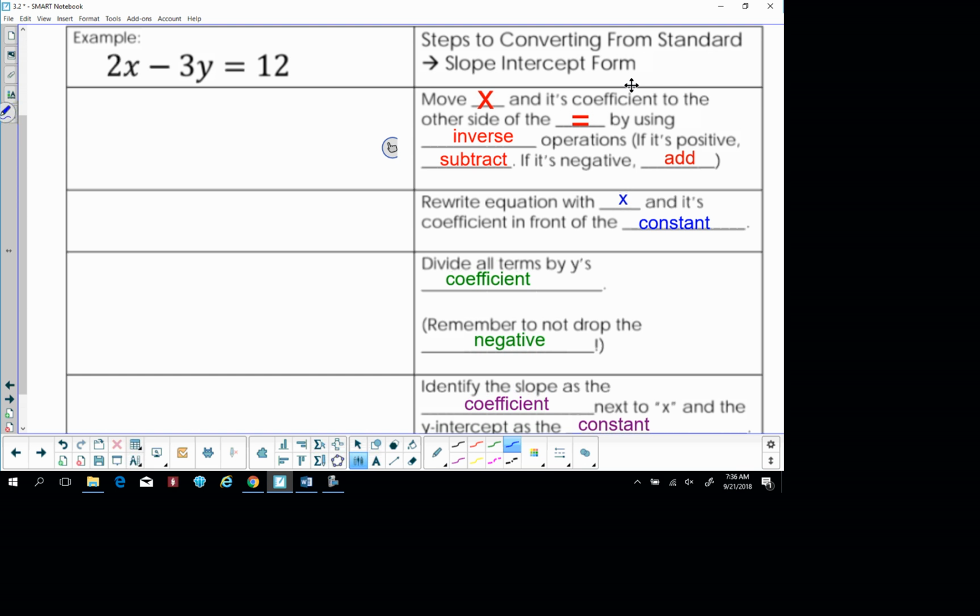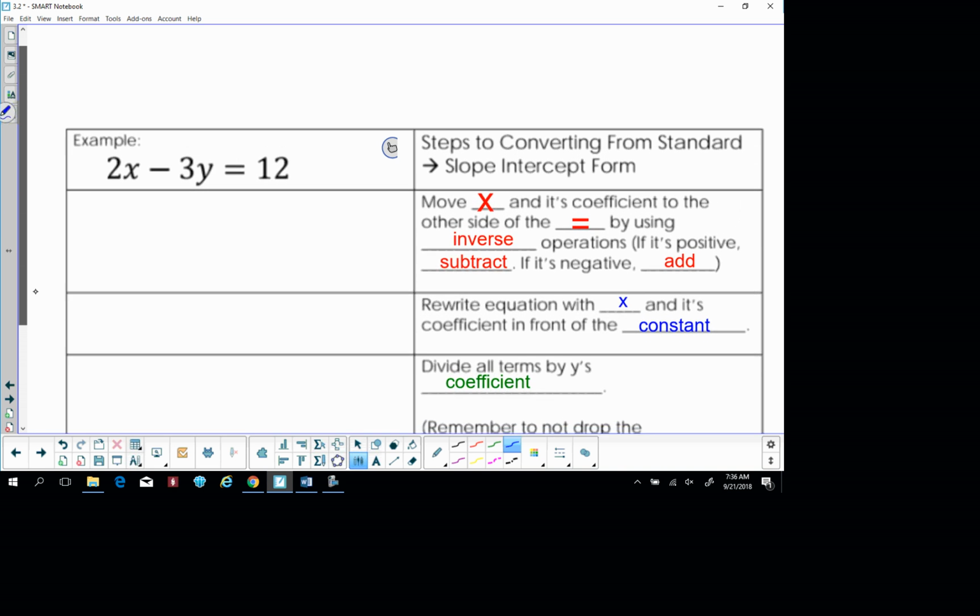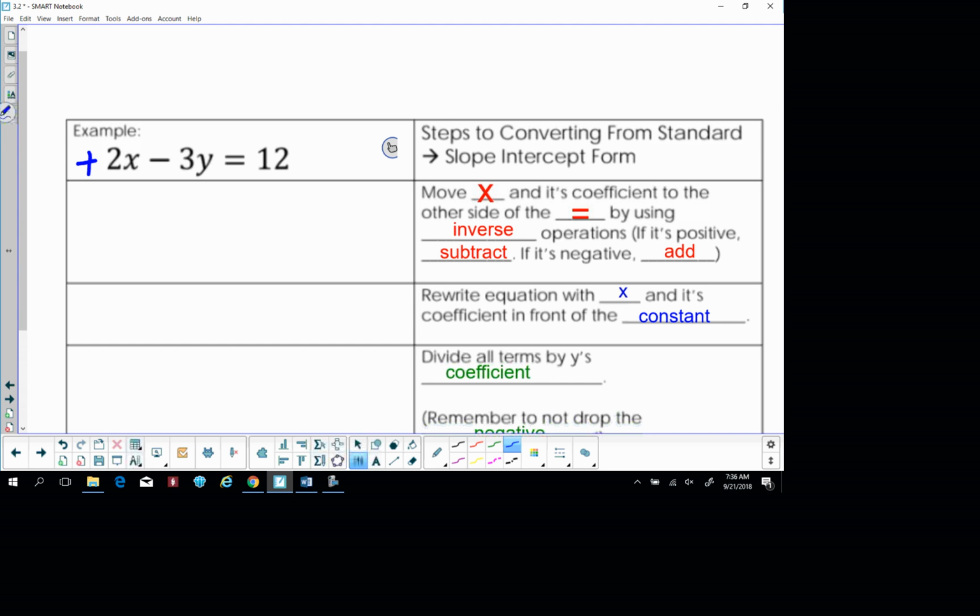What kind of 2x is this? Is it positive or negative? Okay, so positive. So what's the opposite of positive? Negative. So we're going to go minus 2x. If I do it to one side, then I have to do it to the other.